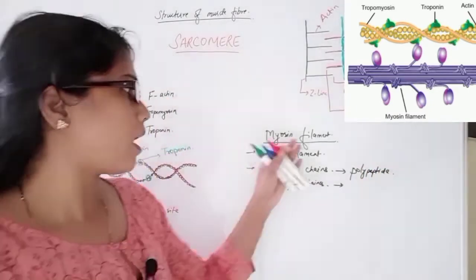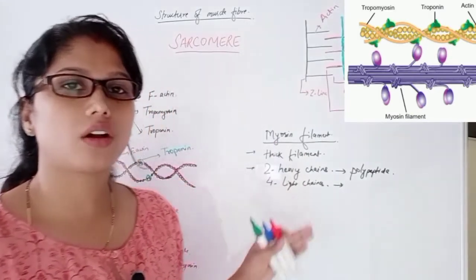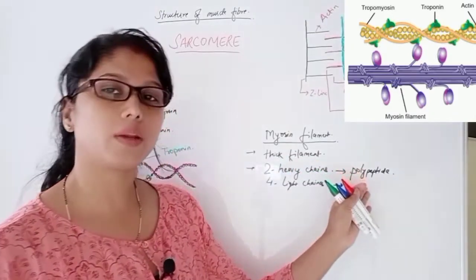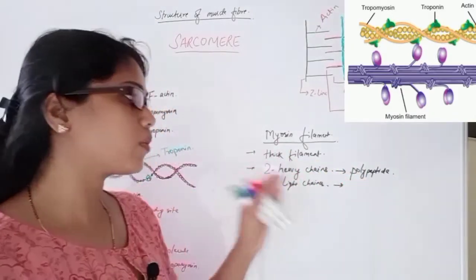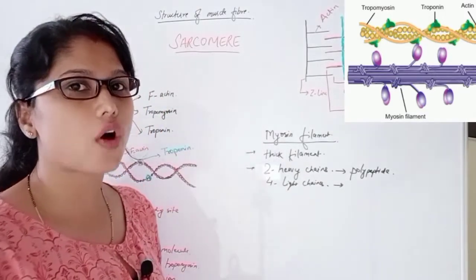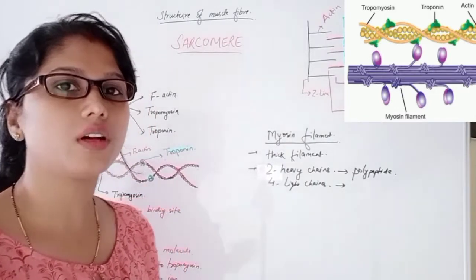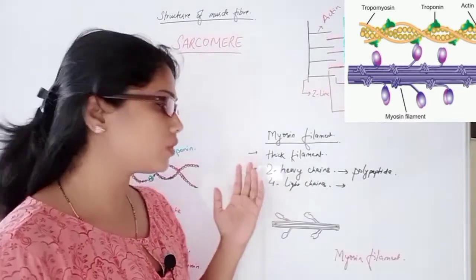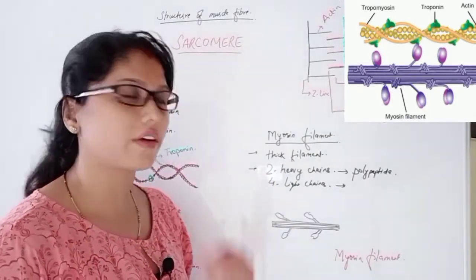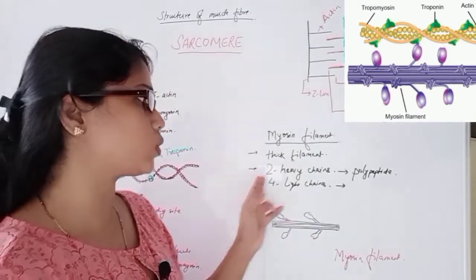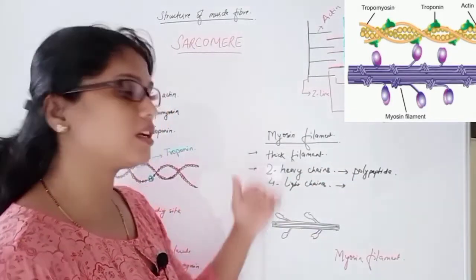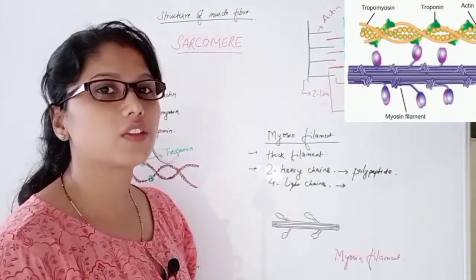Now if you see the myosin filament under a microscope, it consists of 2 heavy polypeptide chains and 4 light polypeptide chains, and it is also arranged in a helical form. Now let's see the simple diagram of a myosin filament here. These myosin molecules are also arranged in a double helical form. These 2 heavy chains and 4 light chains of polypeptide give a double helical structure to this myosin filament.